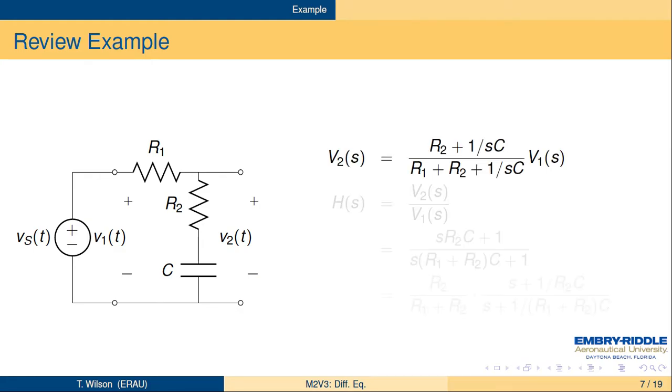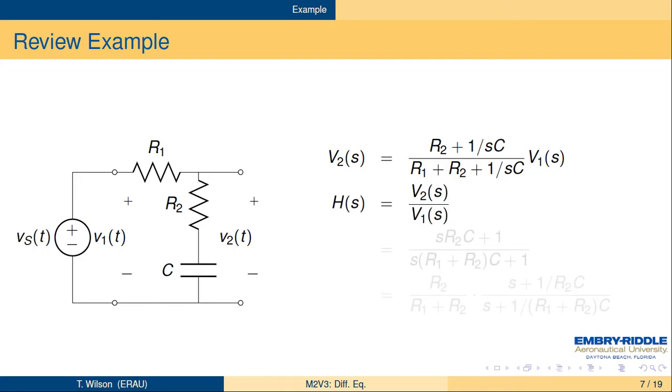So we have R2 plus 1 over SC, the impedance of the capacitor, over the sum impedance, R1 plus R2 plus 1 over SC, all times the input voltage in the S domain. And here I'm using V1 for the input voltage. It's hooked up to a source V sub S, but V1 is the terminal pair where the input is.